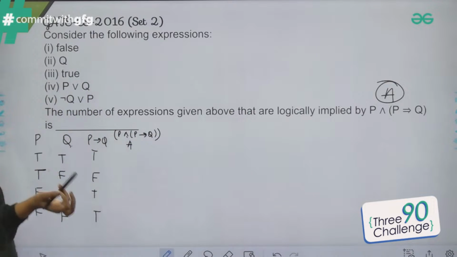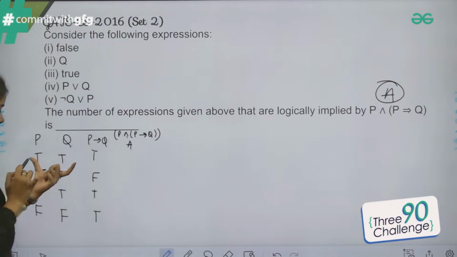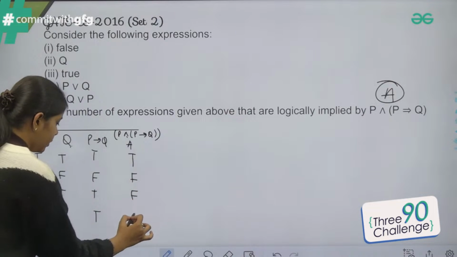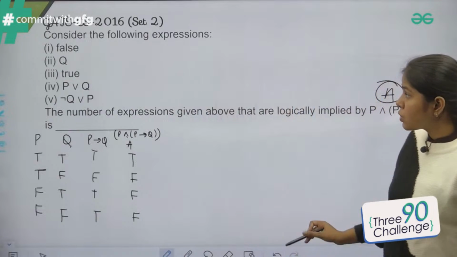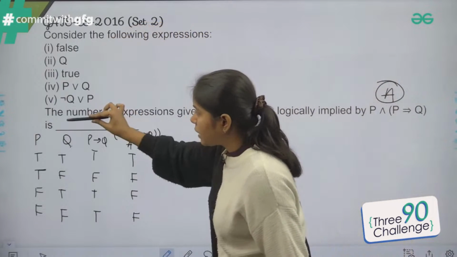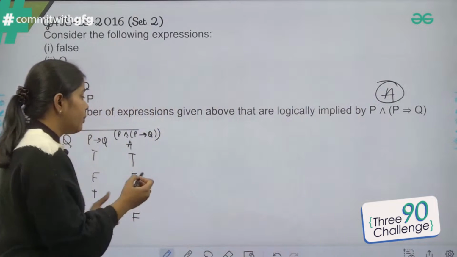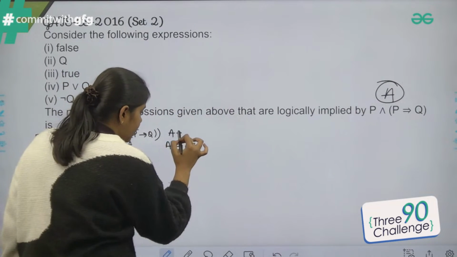I'm not writing this long term again and again. The truth value of A would be true, false, false, and false. This is the truth value of A. Now I just want to know how many of these statements are implied by this A. So what would I do? I'll write A implication first, that means A implication false.